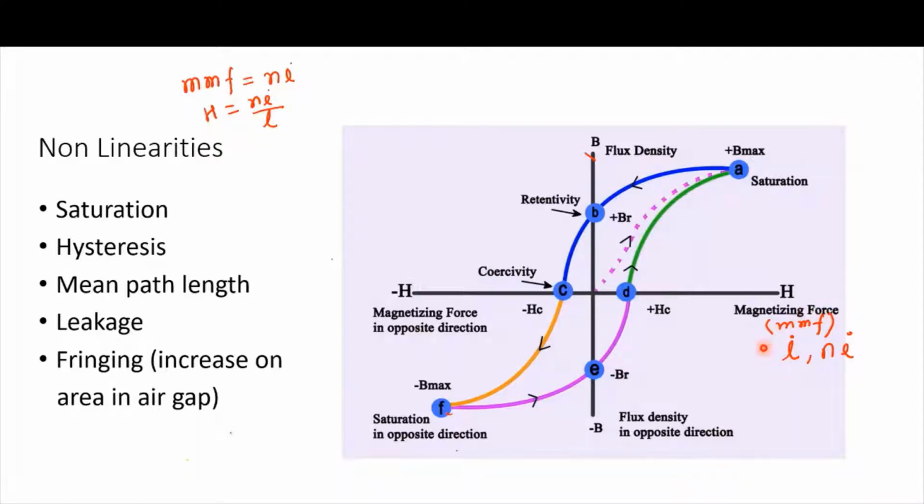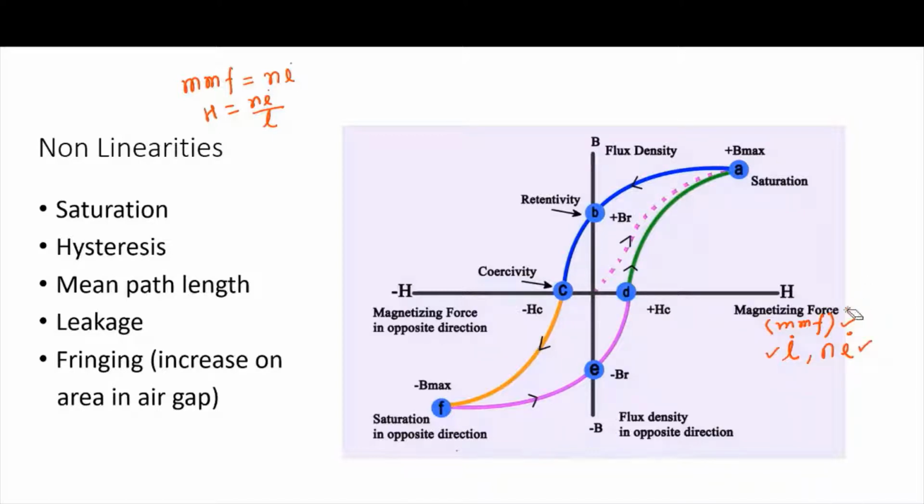Here also I can write I, Ni or H, anything. Or I can simply write MMF here in this line, because if I change one variable to another, the only thing that will change is the scale. The shape of the curve will remain the same. So we can write magnetizing force, we can write MMF, or we can write N times I, it's all the same.